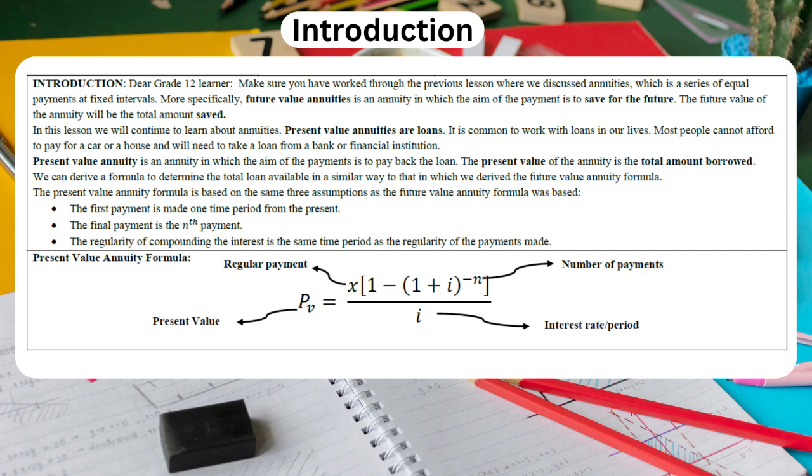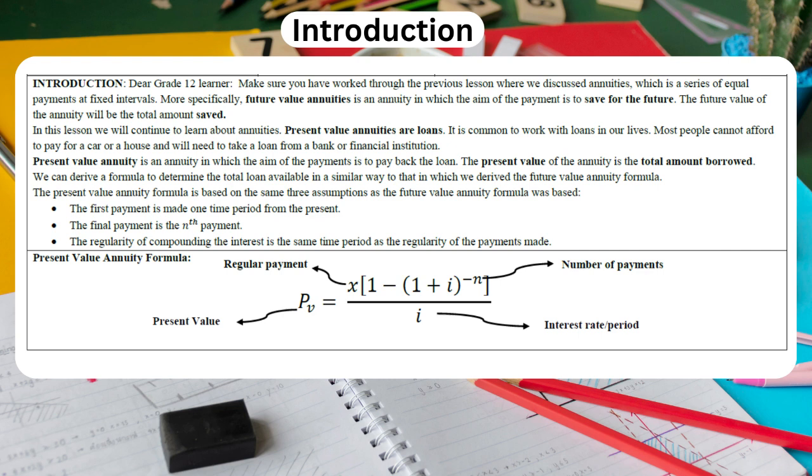A present value annuity is an annuity in which the aim of the payments is to pay back the loan. The present value of the annuity is the total amount borrowed. We can derive a formula to determine the total loan available in a similar way to that in which we derived the future value annuity formula.